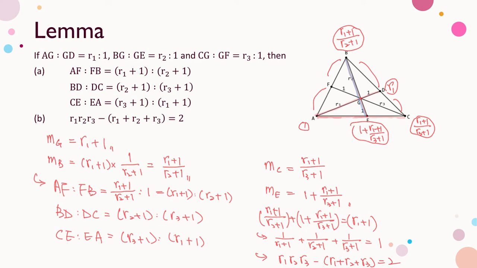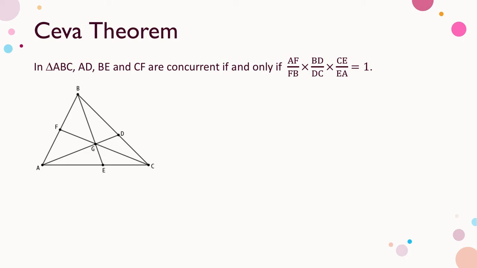Ceva and Menelaus theorems can be deduced with this lemma. Here is the Ceva theorem. It gives a necessary and sufficient condition for three concurrent line segments drawn from the vertices of a triangle. In triangle ABC, AD, BE, and CF are concurrent if and only if AF over FB times BD over DC times CE over EA equals 1.